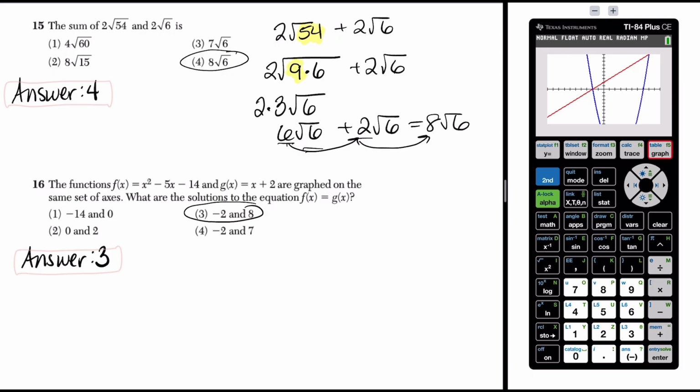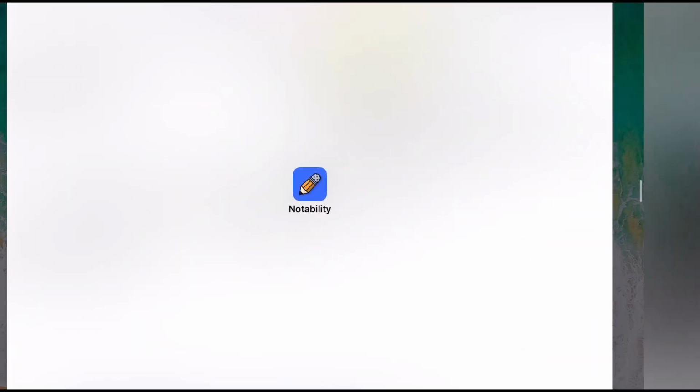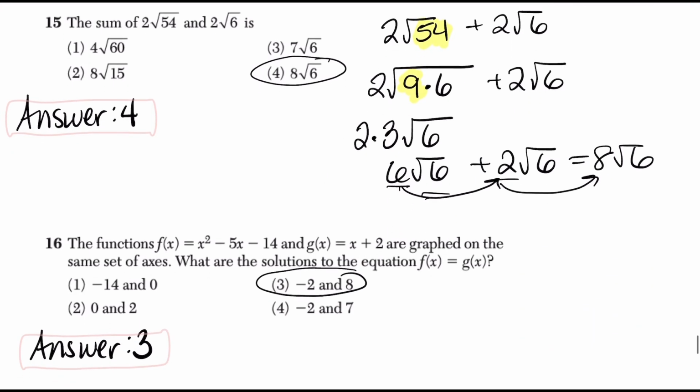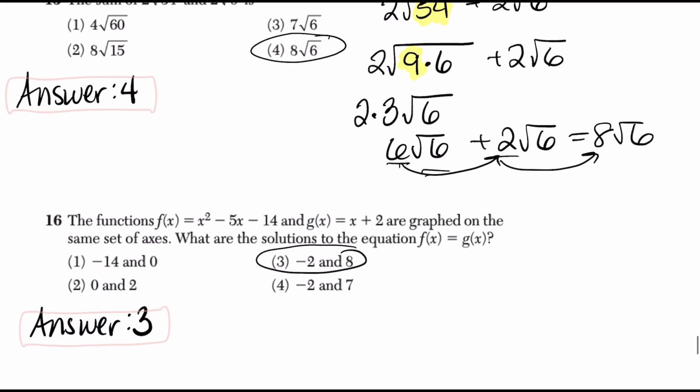So for this one, let's get rid of the calculator for a second. Okay, so we can set these two as equal to each other. So I can just put the equation x squared minus 5x minus 14 is equal to x plus 2. And now we want to set it to 0 so we can solve it. So I'm going to subtract the x, and I'm going to subtract 2.